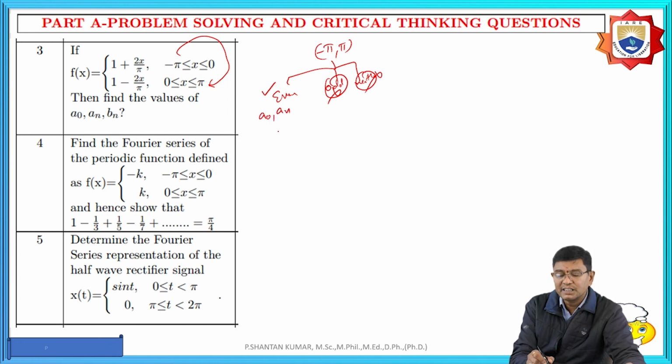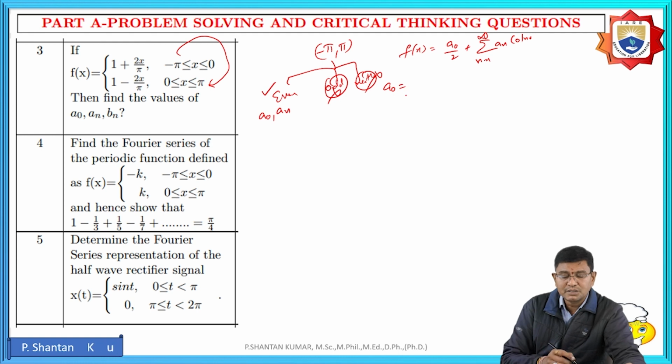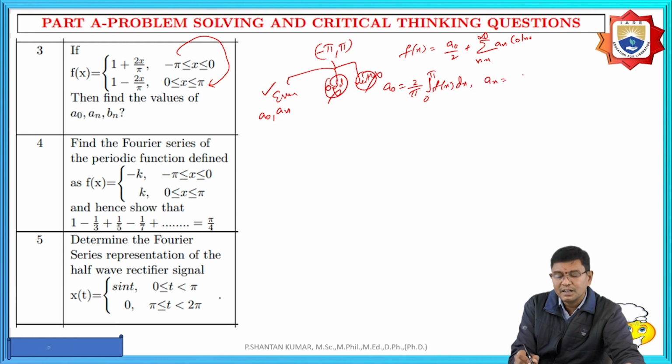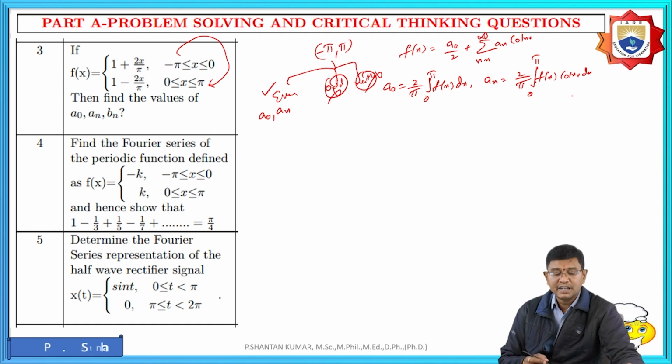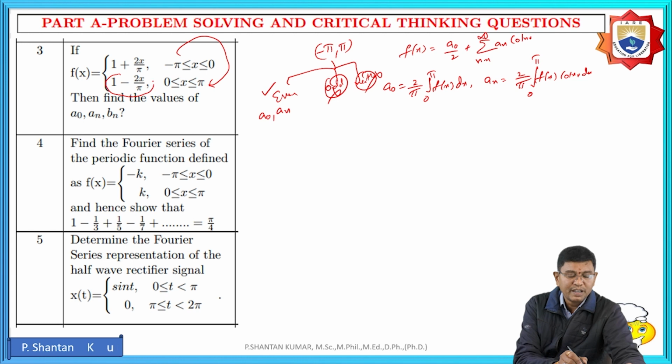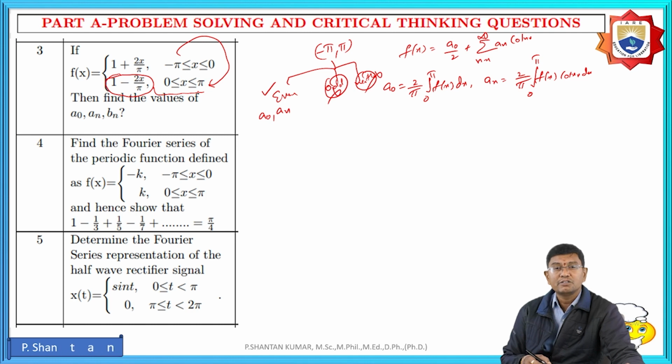And here the required series is f of x is equal to a naught by 2 plus summation n is equal to 1 to infinity a n cos nx, where the value of a naught, for an even function, is 2 by pi integration 0 to pi f of x dx, and a n is 2 by pi integration 0 to pi f of x into cos nx dx. By using these formulas, we can replace, and between 0 to pi the function is applicable, that is 1 minus 2x by pi only, we need to assume that.